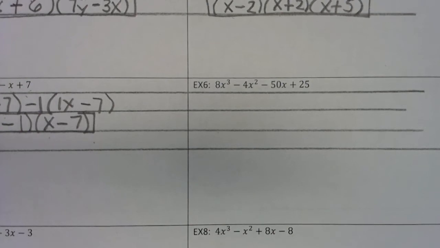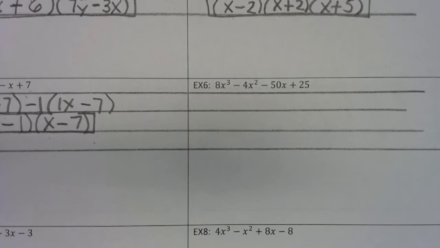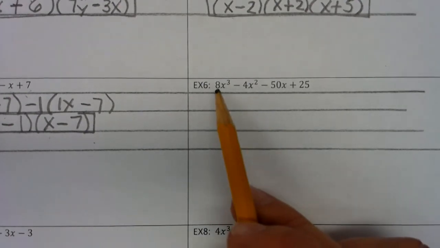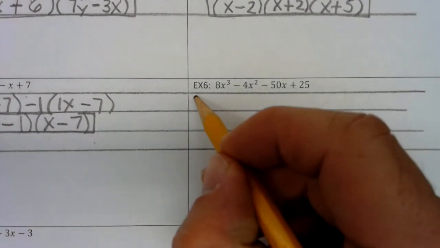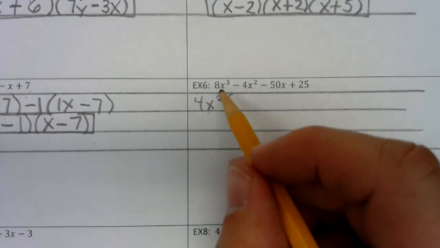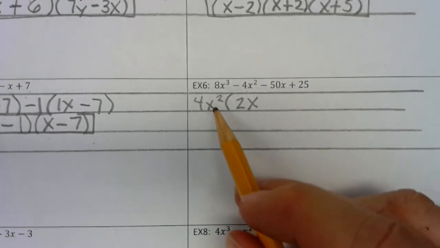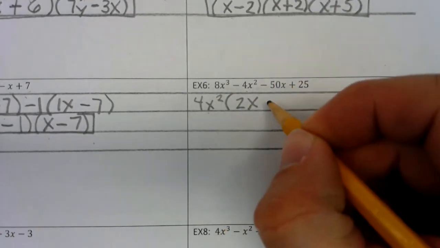Ooh, number 6 and 7 are, I think, the scariest problems on this page. All right, so example 6: group terms, they're grouped, and then factor common monomial. So it looks like we can factor a 4 from here and then x squared. And then what do you multiply 4x squared by to give you 8x cubed? The answer to that is 2x. And then what do you multiply 4x squared by to give you negative 4x squared? It's a minus 1.